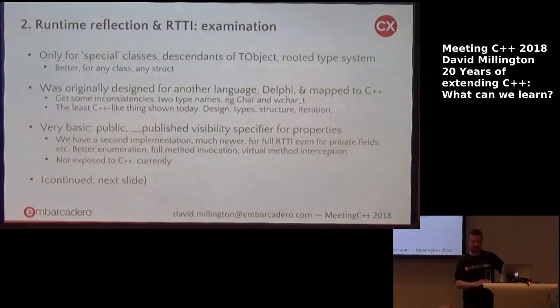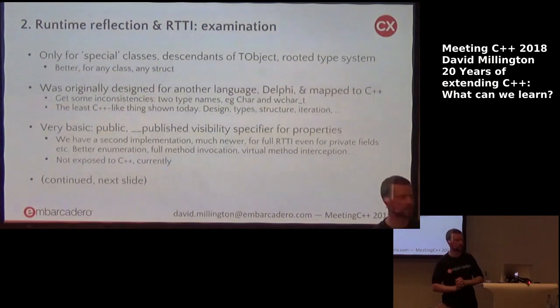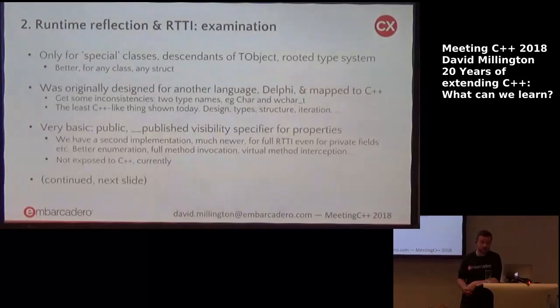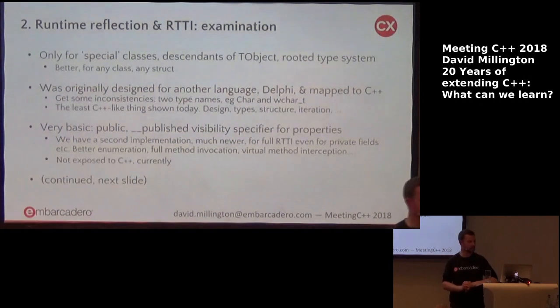So before I get onto that, I want to, again, just give this a quick examination. What's good about it? What can we improve? That kind of thing. So for us, as I said, this is only for special classes, starting at a particular type of object called TObject, where all descendants of TObject can pick up this behavior. But of course, it would be better if you could do that for anything.